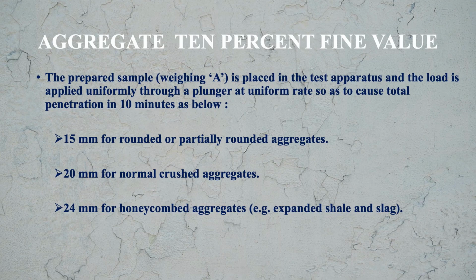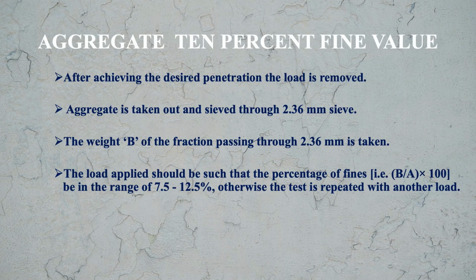If we talk about normal crushed aggregates, then this penetration is 20 mm. And if we talk about honeycomb aggregates, for example expanded shale and slag, this penetration is 24 mm. So for different types of aggregates, this penetration limit is defined, and that has to be within a time span of 10 minutes. After achieving the desired penetration, the load is removed.